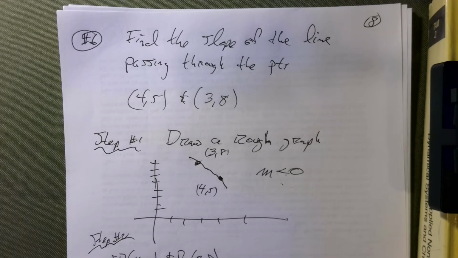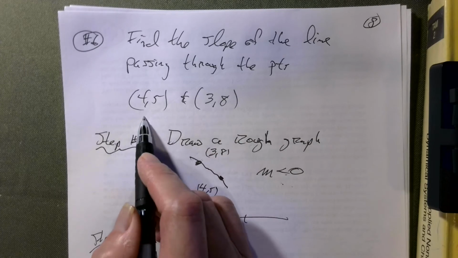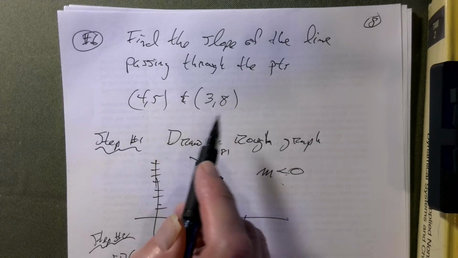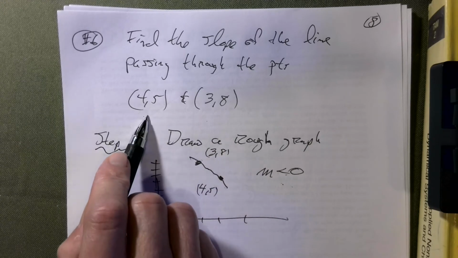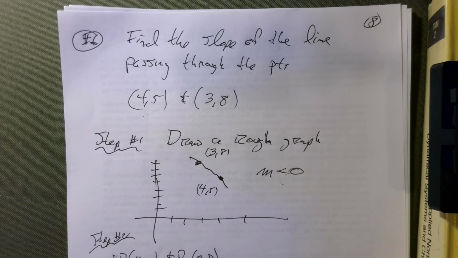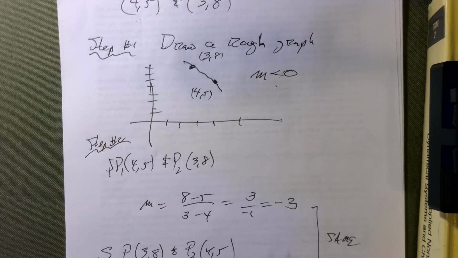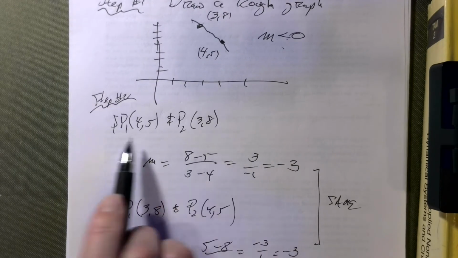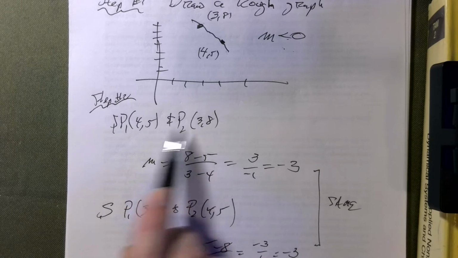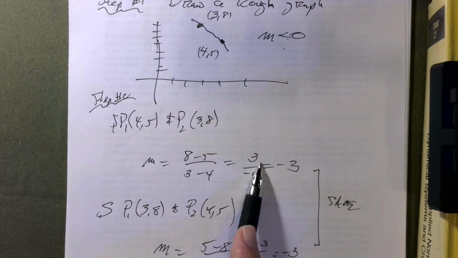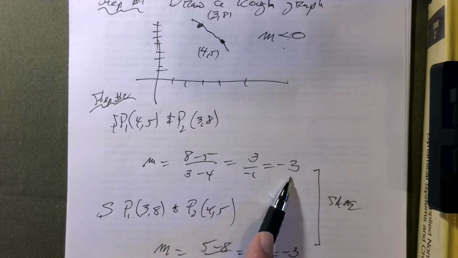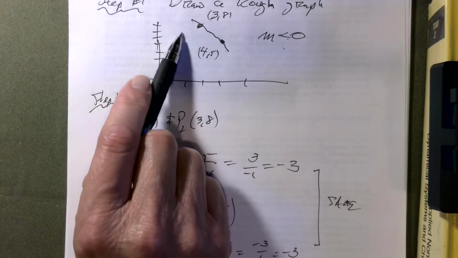Now, it does not matter which of these two points I call first. If this is the first point, this automatically becomes the second point. Stay consistent, though. If I choose the (3, 8) to be the second point and this to be the first point, I take the difference in the y values, 8 minus 5, divided by 3 minus 4. 8 minus 5 is 3. You're up $3, you're down $4, you owe me $1, which means the slope is negative 3. Makes sense. It's a negative number.